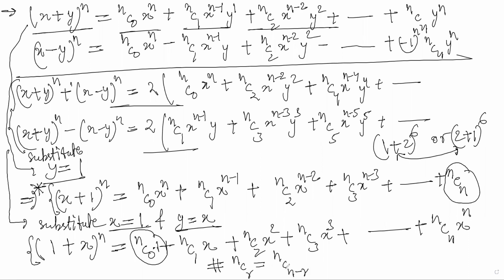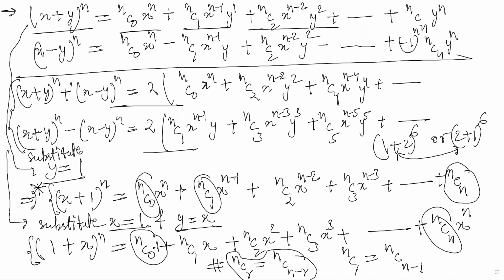So just simply use this property: NCR is equal to NCN minus R. So if you write NCN, it can also be written as NC0 using the same property. And NC1 can also be written as NCN minus 1. So basically, these two expressions are the same only. With NC0, you got x to the power n. Here, with NCN, you got x to the power n. They both are the same. The coefficients are the same.